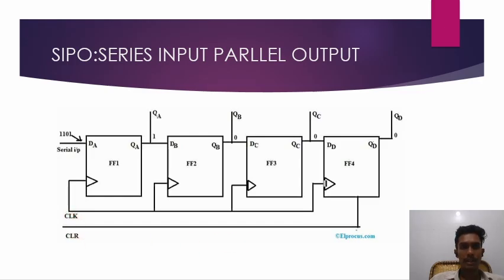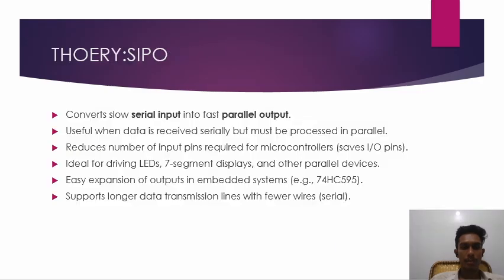Let us see the applications, meaning the benefits, of series input parallel output. It converts a series input into a fast parallel output, and we can get the output at every parallel line. We do not need to wait, as in SISO, where we have to wait n minus 1 clock cycles to get the load. Here we do not wait that much time. When we give our input, we get our output.